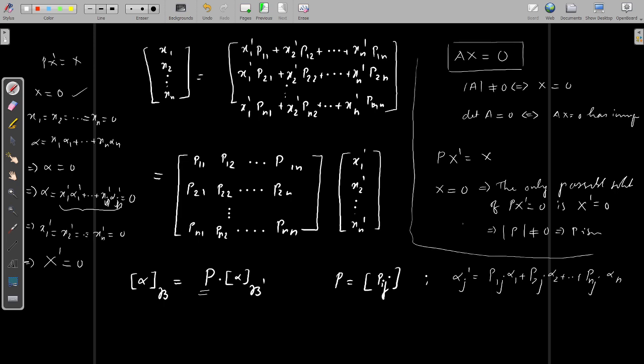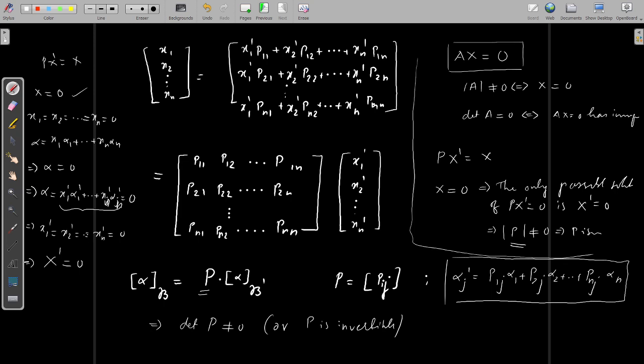Then we can say that Px prime equal to 0 has only the trivial solution. Therefore, the determinant of P is non-zero. From that, you can conclude that the determinant of P is non-zero, or P is invertible. From the expression of P, we can say that this is unique. This expression is unique, as far as these alpha j and alpha j primes are concerned.